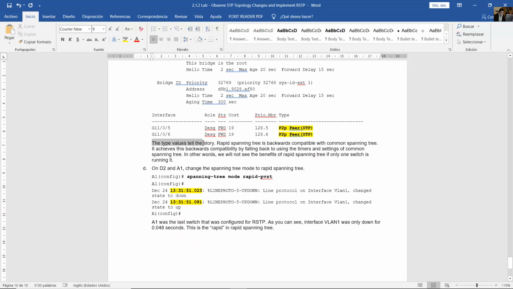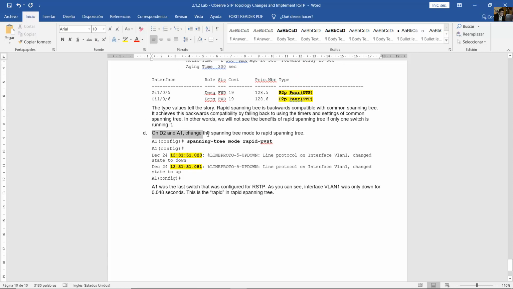The type values tell the story. Rapid spanning tree is backwards compatible with common spanning tree. It achieves this backwards compatibility by falling back to using the timers and settings of common spanning tree. In other words, we will not see the benefits of Rapid spanning tree if only one switch is running it.